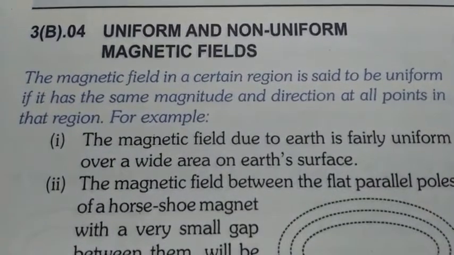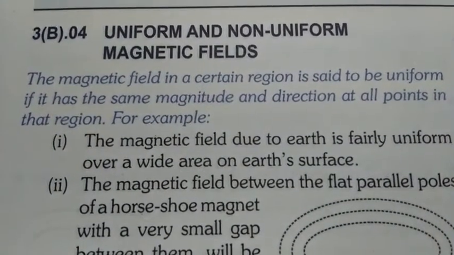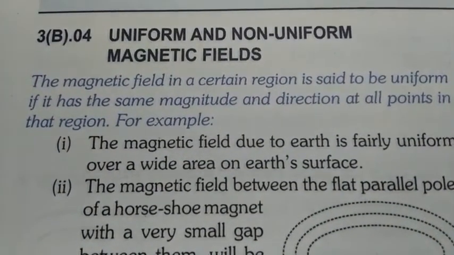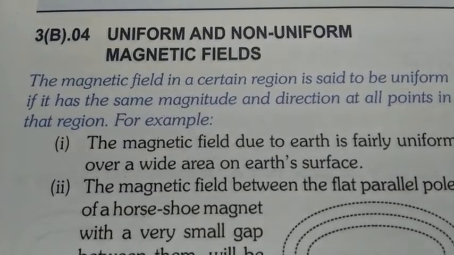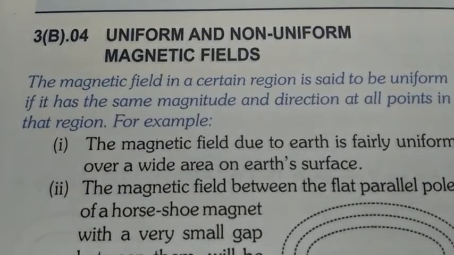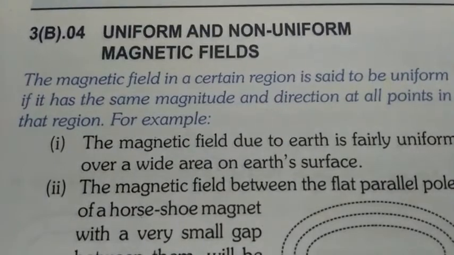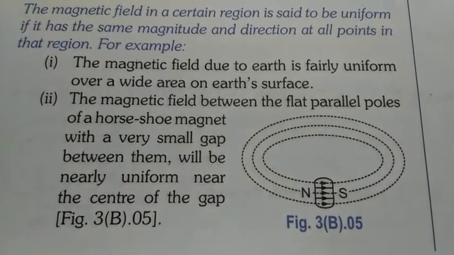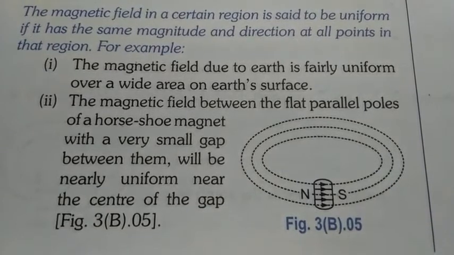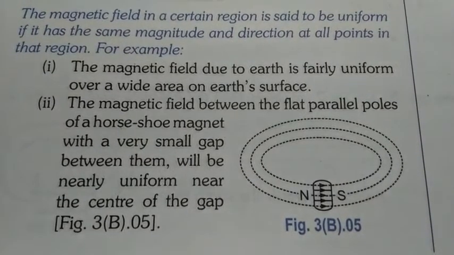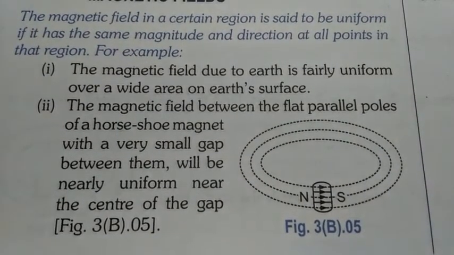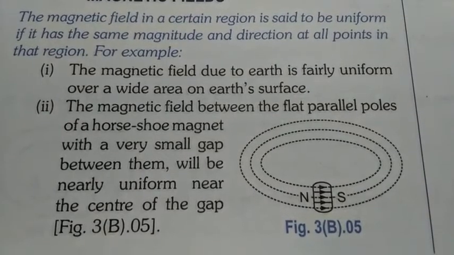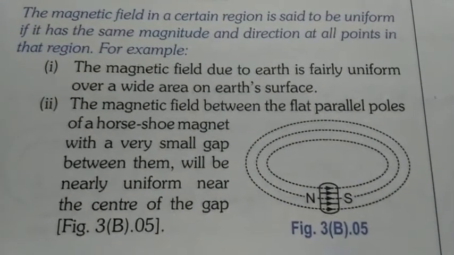Uniform and non-uniform magnetic fields. The magnetic field in a certain region is said to be uniform if it has the same magnitude and direction at all points in the region. For example, the magnetic field of Earth is fairly uniform over a wide area on Earth's surface. Second, the magnetic field between the flat parallel poles of a horseshoe magnet with a very small gap.